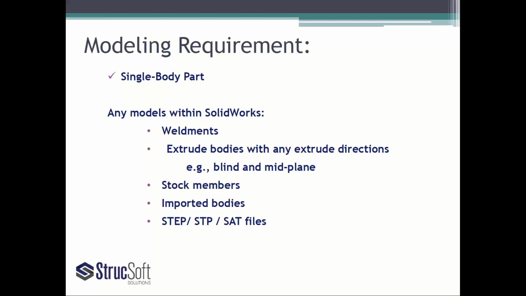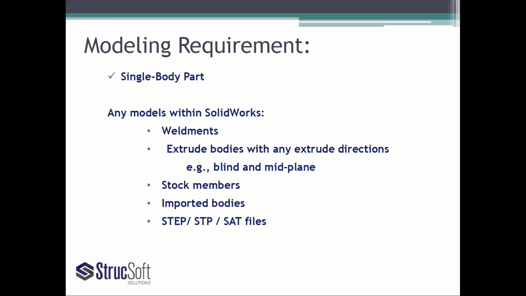We have significantly changed our modeling requirements for SolidWorks parts. The only thing you have to make sure of is that if you want to produce an NC1 file for a specific portion of your model, that portion needs to be a single body part. As we mentioned in our previous slides, we do work on multi-body parts, but a multi-body part will need to be converted to a single body, multiple parts. That's how we handle multi-body parts.